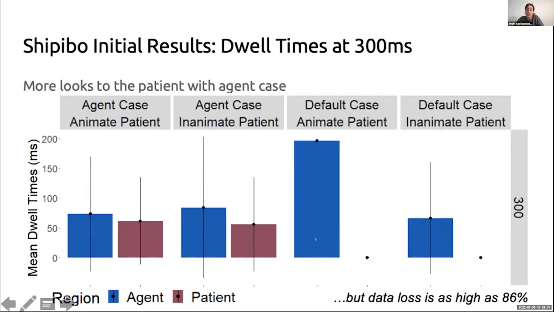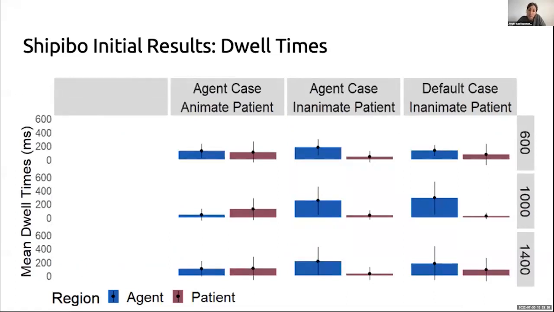However, we need to be very careful about drawing conclusions from this data because data loss was extremely high, unfortunately, in this presentation time condition, up to 86%. So far, there isn't a whole lot of data that we can rely on in this 300 milliseconds condition. But interestingly, when we look at the three remaining presentation times that we tested, we see a very different pattern.